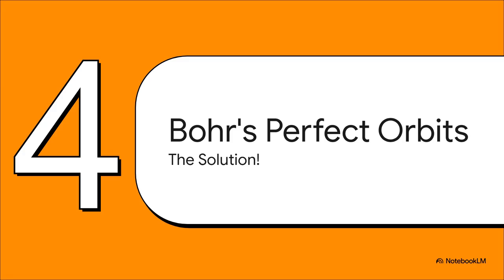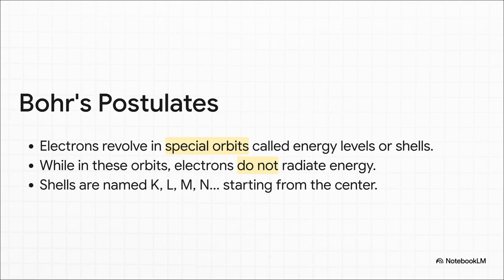It needed a fix, and the person who came up with the solution was the brilliant Niels Bohr. Bohr's idea was so simple and beautiful. He said electrons can't just revolve anywhere they want. They have special, fixed orbits, like lanes on a running track. He called them energy levels or shells.